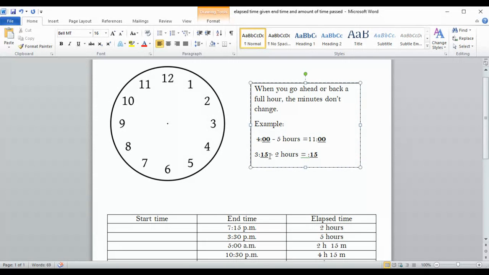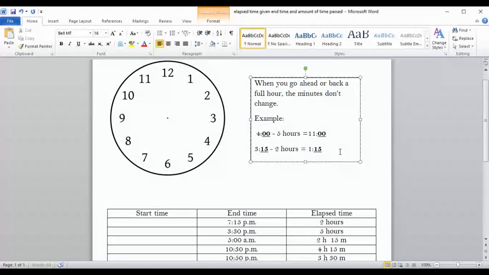If we are at 3:15 and we're going to go back a complete 2 hours, we would go back 2 jumps, 1, 2, so we would be at 1:15, and the minutes would not change. So 3:15 to 1:15. I just want you to realize that, because that's helpful whenever we are doing elapsed time.